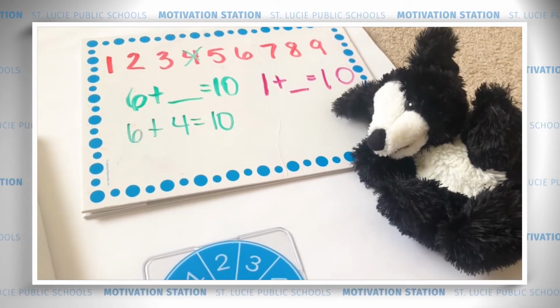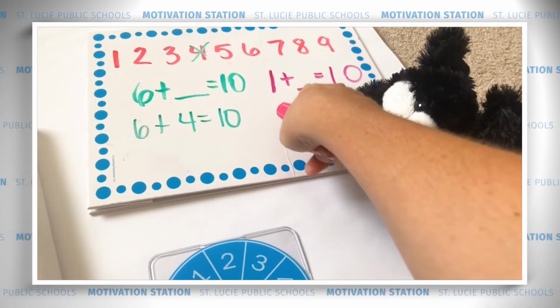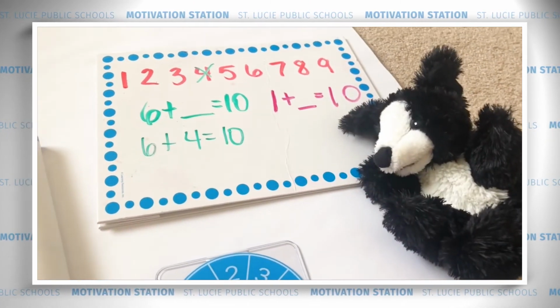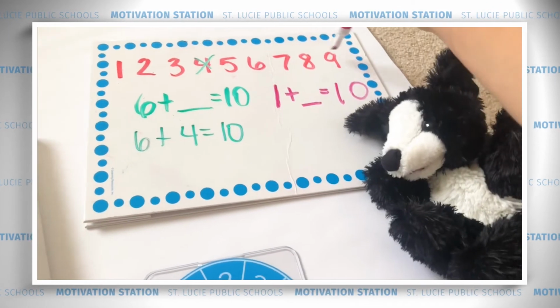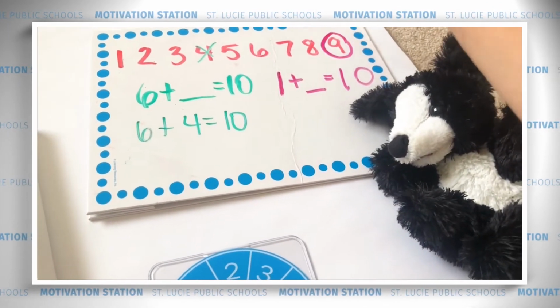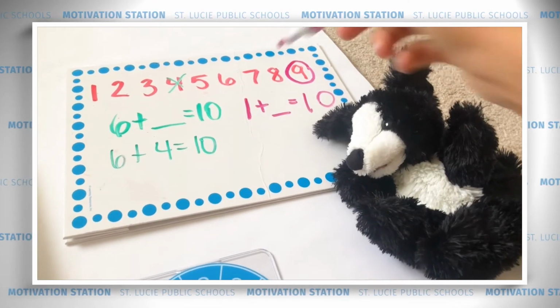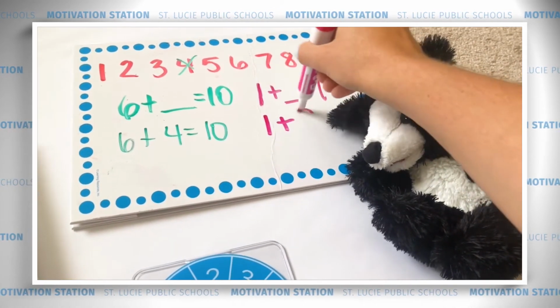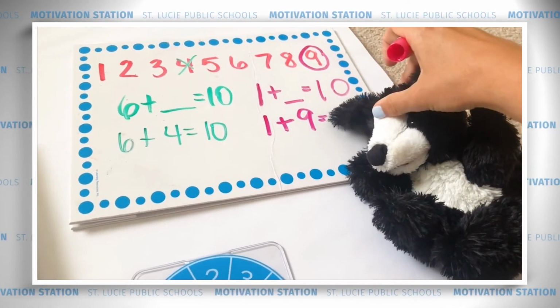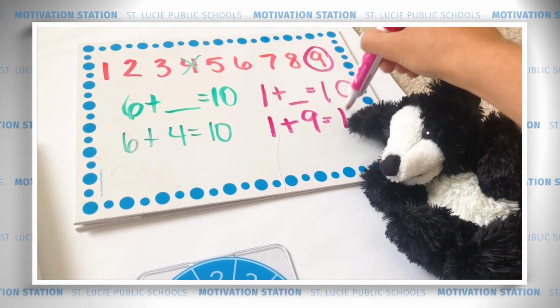Now I'm going to capture whatever number goes in that blank. 1 plus, it's 9. So she's O's, remember, so I'm going to put an O around the number 9. She's captured number 9. And then she's going to write her equation. 1 plus 9 equals, move that ear, Puppy Dog, 10.